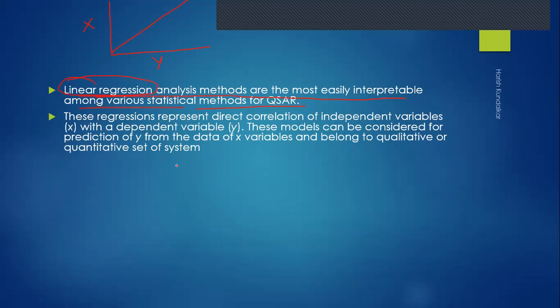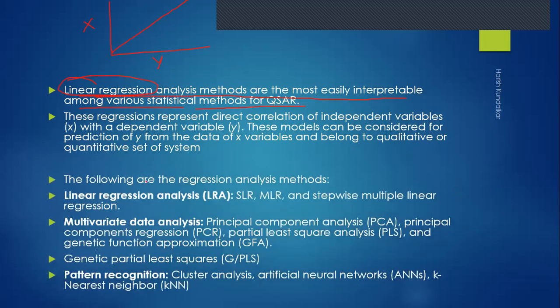But it is not necessary that we will always have a linear correlation, right? We can have different types of correlations as well, and for that we'll use different methods of regression. The following are the different regression analysis methods used for QSAR. One is obviously linear regression analysis. The other one is multivariate data analysis, with important examples like principal component analysis, principal component regression, partial least squares analysis (the PLS method), and genetic function approximation. Of all of these, PLS is widely used.